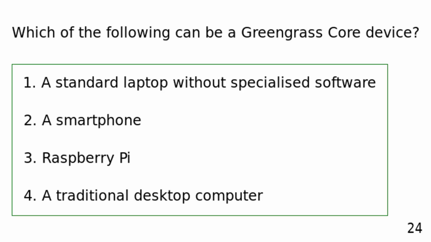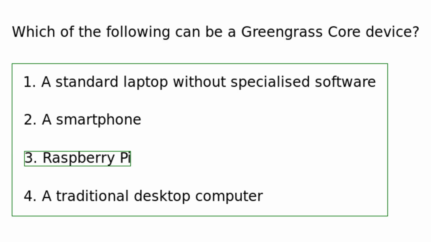Which of the following can be a Greengrass core device? A standard laptop without specialized software. A smartphone. Raspberry Pi. A traditional desktop computer. Devices like Raspberry Pi can serve as Greengrass core devices when equipped with the Greengrass core software, due to their compact size and low power consumption.